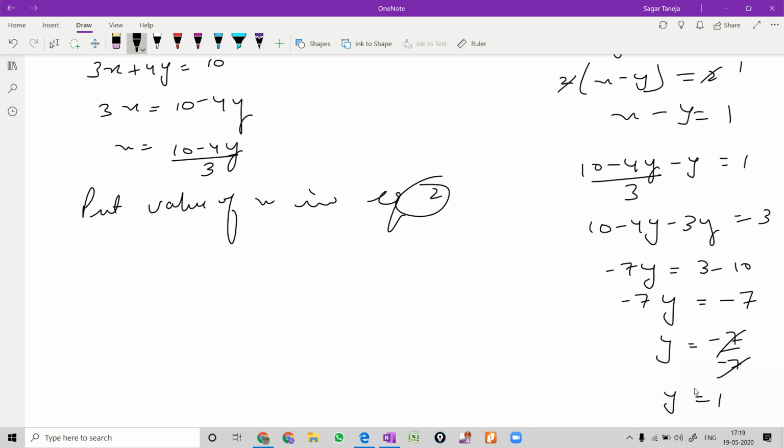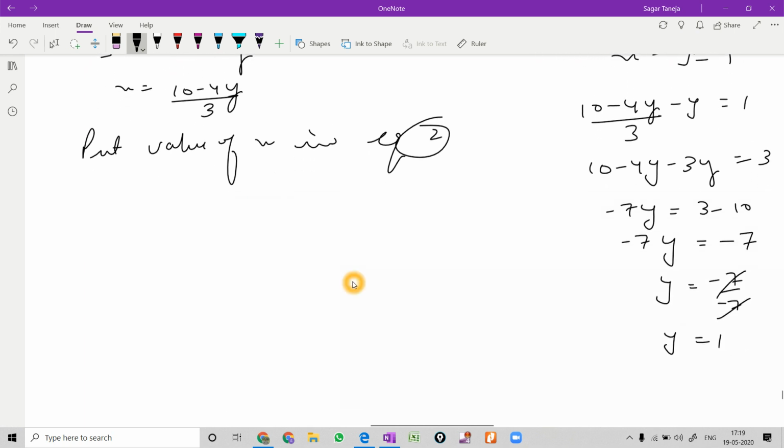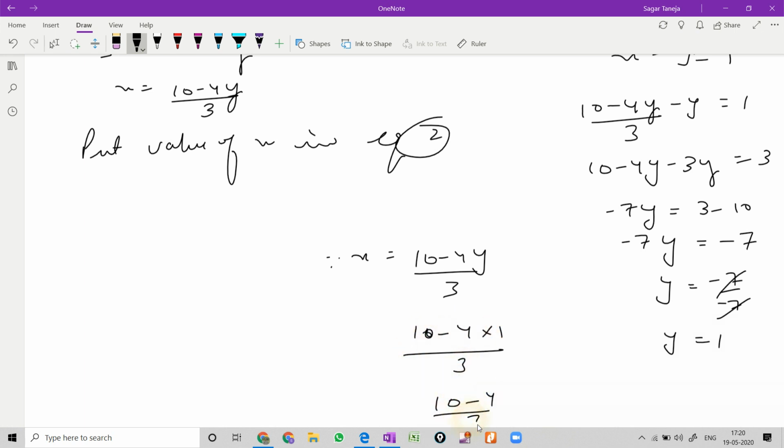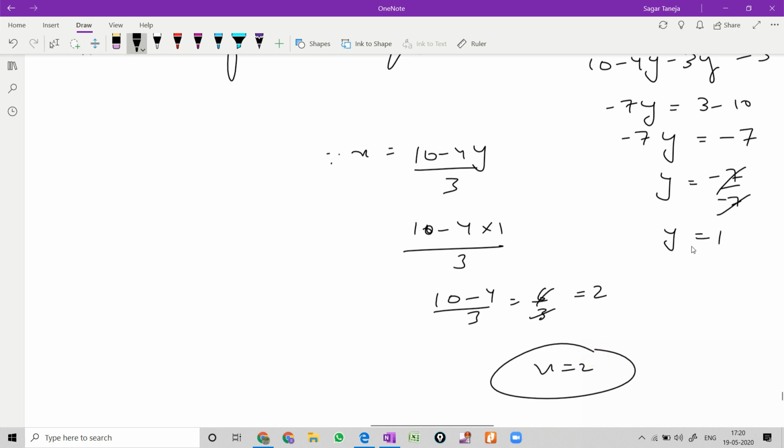After taking out the value of y, we can put this value of y in this. So after this we can write, since x is equal to 10 minus 4y upon 3, put the value of y in this. 10 minus 4 upon 3, that is 6 upon 3, that is equal to 2. So x is equal to 2 and y is equal to 1.